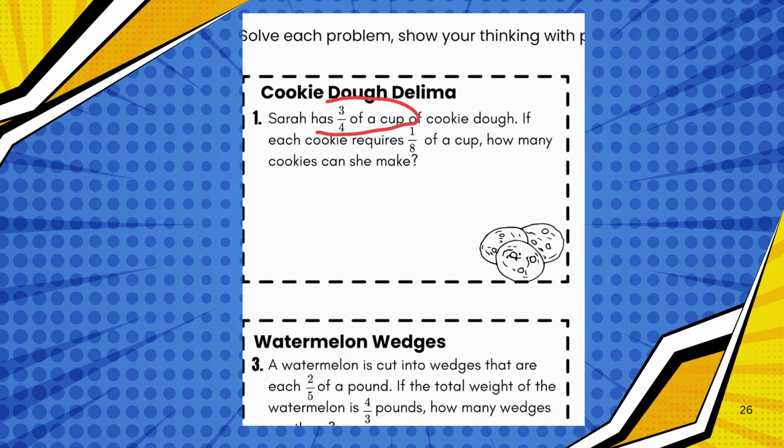So we know that she has 3/4 of a cup of cookie dough. That's the total amount that she has. And then she's going to divide that up into an eighth to make the cookies. So her whole amount is 3/4, and we want to know how many pieces of an eighth. If my cookie dough requires an eighth of what she has left of the dough, how many cookies can she make? So we are going to be doing 3/4 divided by 1/8.